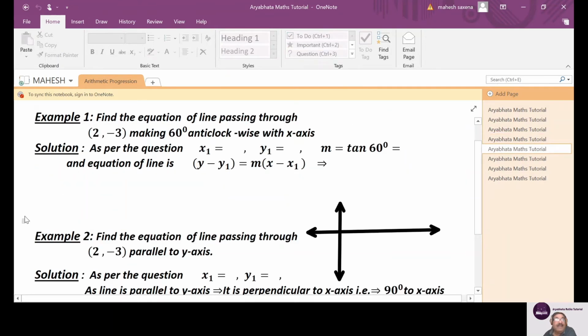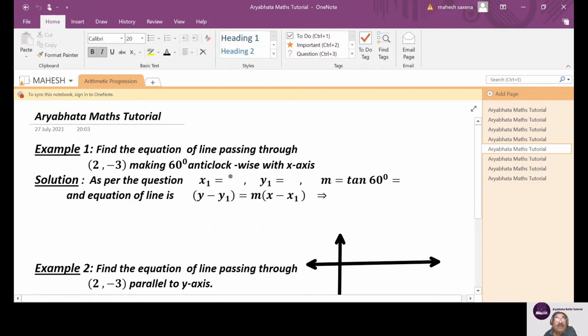Now we take an example. Find the equation of line passing through the point 2, minus 3, making 60 degrees anti-clockwise with the x-axis. In this case, x1 is equal to 2, y1 is equal to minus 3, and slope m is equal to tan 60, that is root 3.